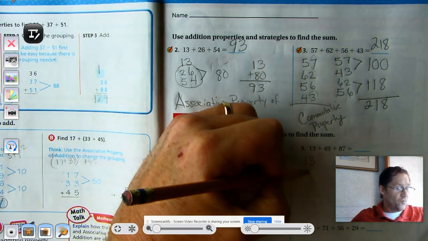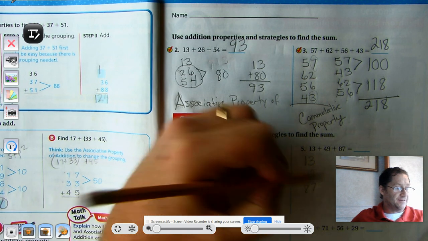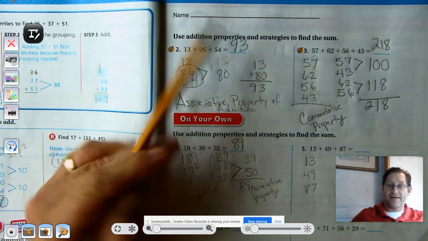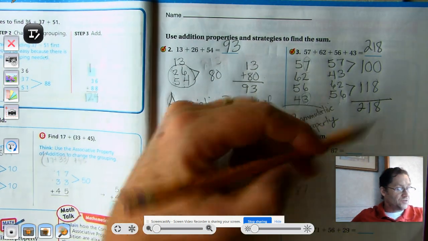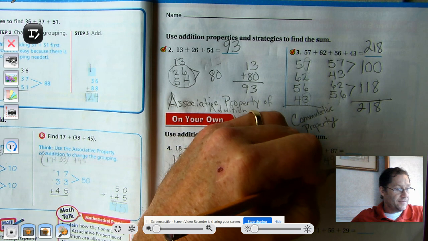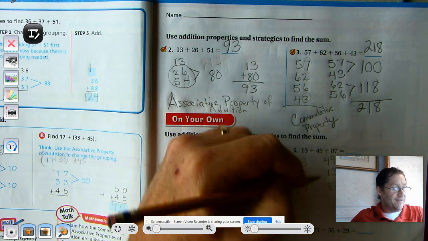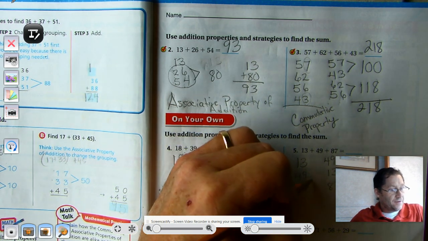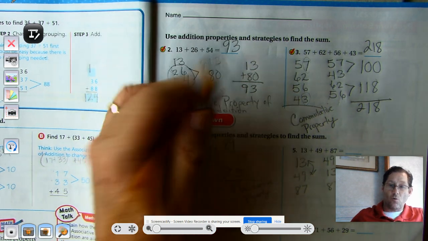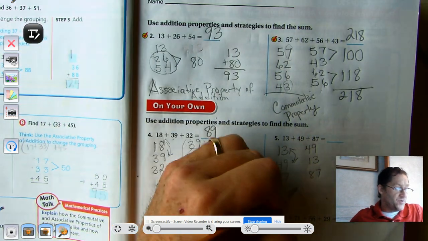13 plus 49 plus 87. I see that 7 and 3 will make a 10. So let's rewrite this as 49, 13, 87. So to flip or change the order, that's the commutative property.